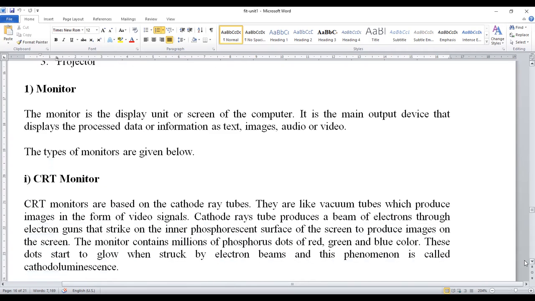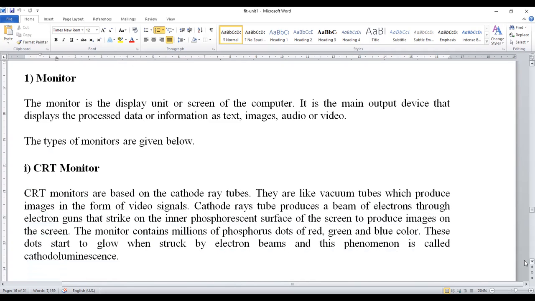First we are going to learn about the monitors. The monitor is the display unit or the screen of the computer. It is the main output device that displays the processed data or information as text, images, audio, or video.